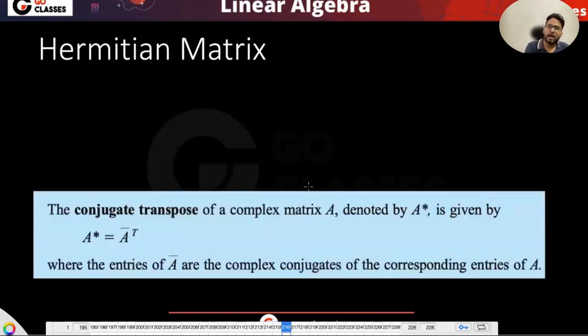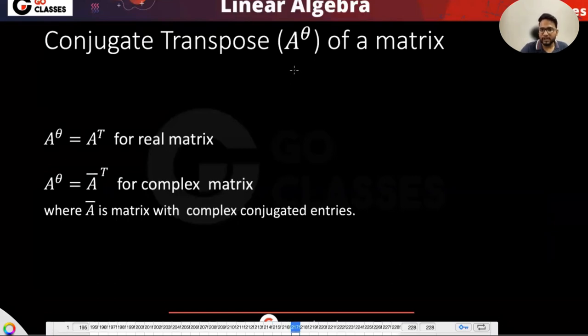Now let's see Hermitian matrix. A Hermitian matrix is basically dealing with complex numbers. So first let me define something called conjugate transpose, then I will come back to this definition. A conjugate transpose, which we represent as A power theta, or some people represent A power H, or I think A star, anything is fine, of a matrix is very easy.